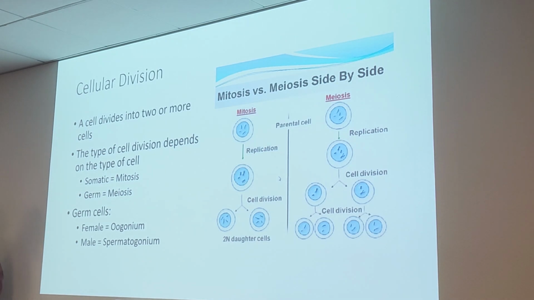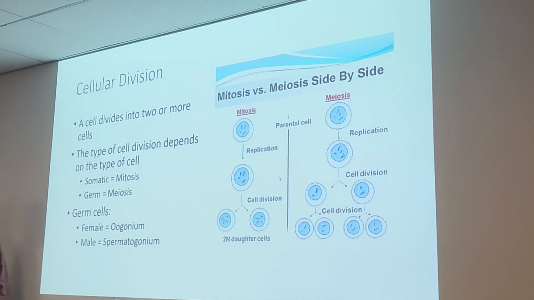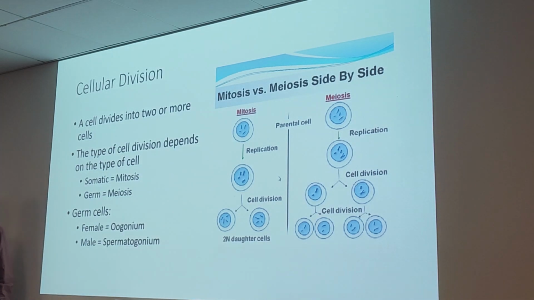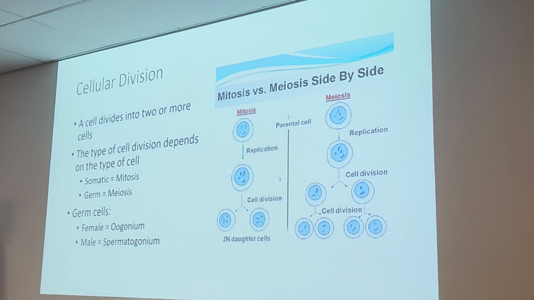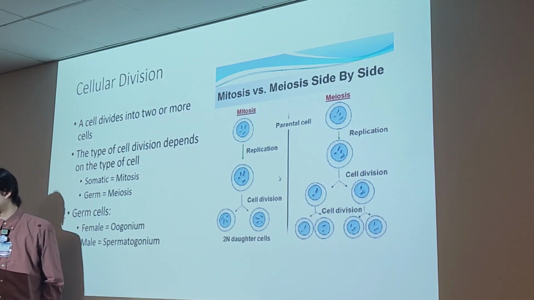Okay, and so that brings us to cell division. There are two types of cell division. As we see here on this diagram, they are mitosis and meiosis. Let's see. Janelle, how are mitosis and meiosis different?